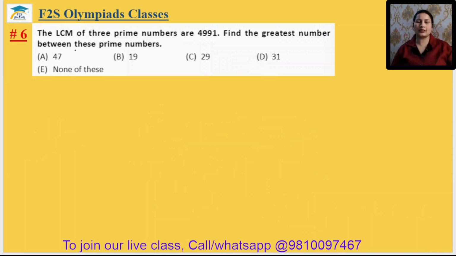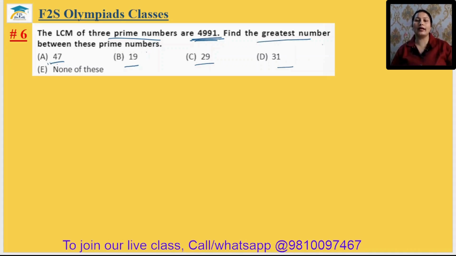Okay. Question number 6. The LCM of three prime numbers is this. Find the greatest number among these prime numbers. So the three prime numbers whose LCM is 4991, then the prime numbers must divide this number. We can check the numbers available in the options. All are prime numbers. You can check with 47 first because it is asking about the greatest number.